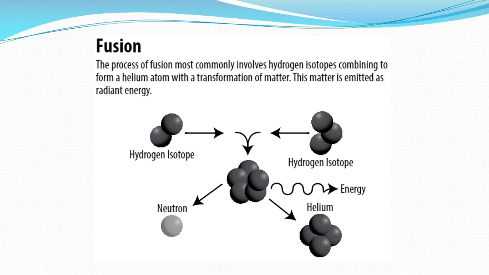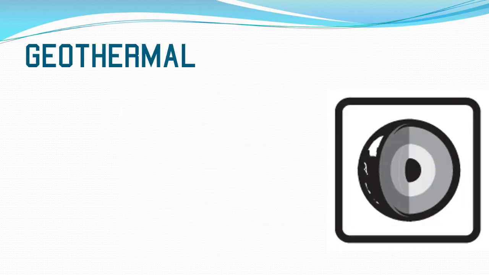Here's a little diagram of how fusion works in the sun. Hydrogen comes together, giving out energy, helium, and an extra neutron. We are not capable 100% of creating this form of nuclear energy here on Earth.